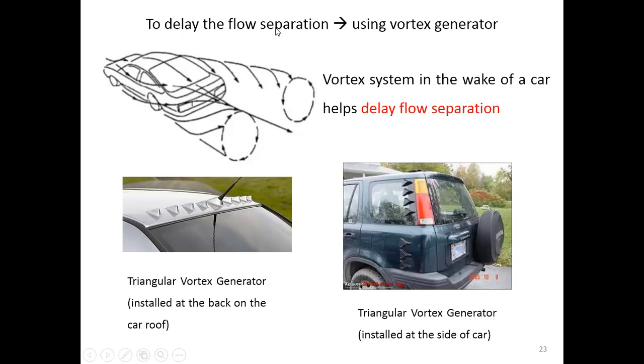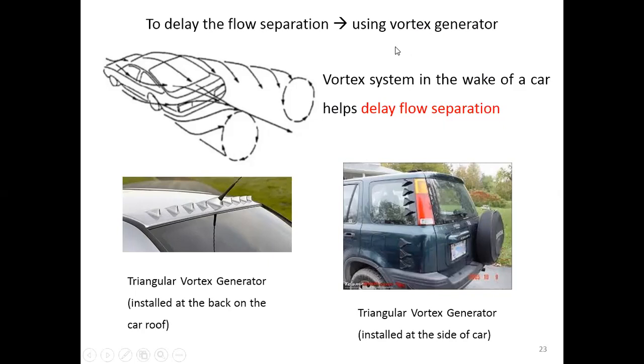To delay the flow separation, we use the vortex generator. Because if we can create the vortex flow in the flow that passes the car, the vortex system that happens in the wake of the car can help delay the flow separation. This is the key point. We want to have the flow that goes like a vortex, or the vortex flow.